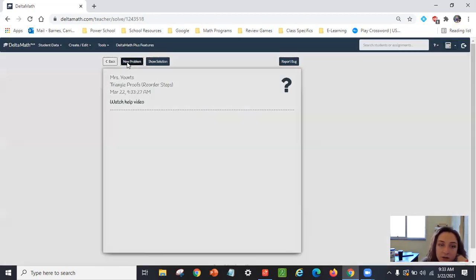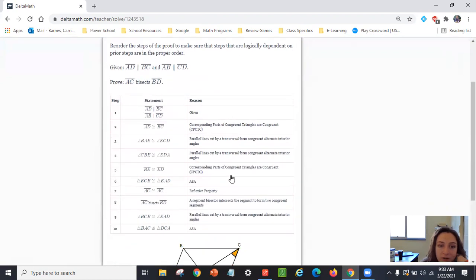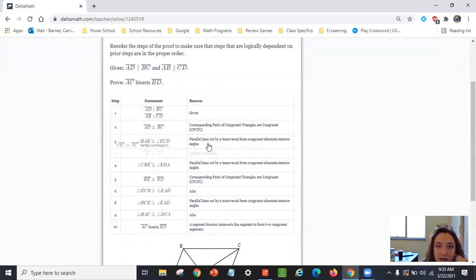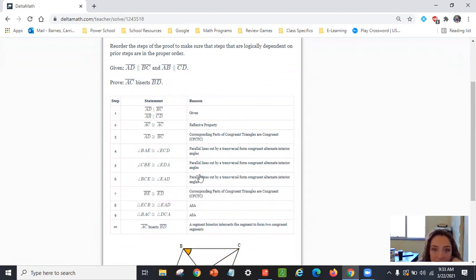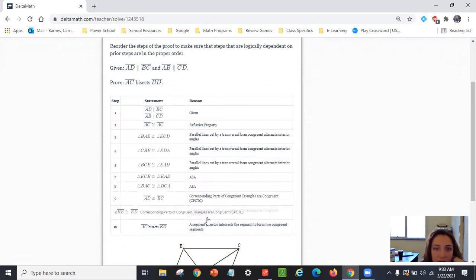All right, so let's look at another one. Given first, prove last, so AC bisects BD. Any reflexives, I can pull up top. Since parallel lines is in the given, that means we can pull parallel lines up. So let's do parallel lines, parallel lines, parallel lines. And then we need to do, our CPCTC needs to go after the triangle congruence. So we need to see which triangle congruence they are lining up with here.